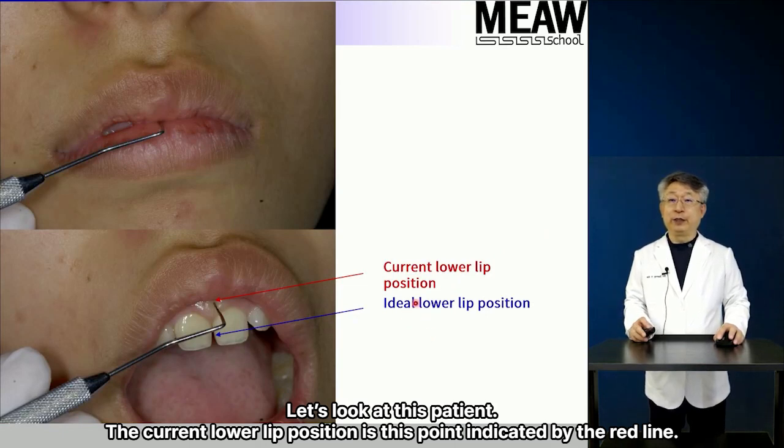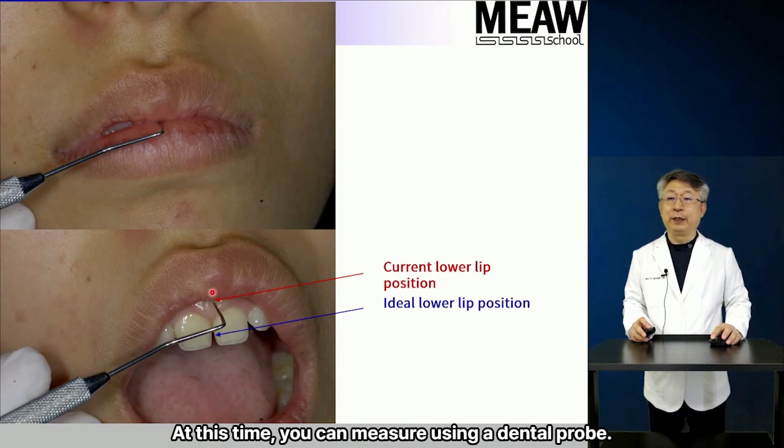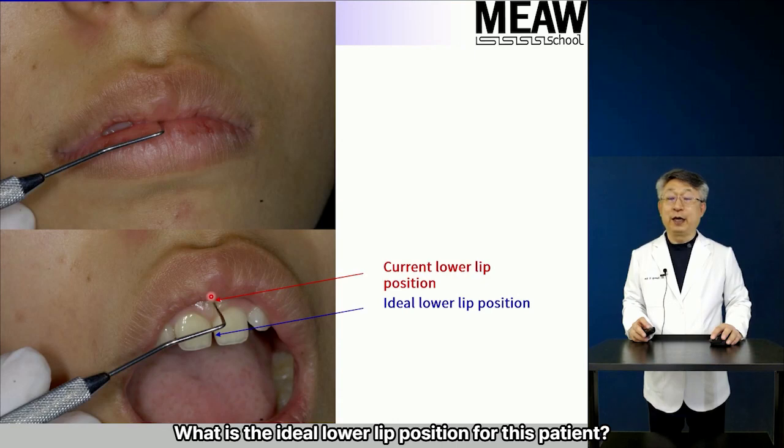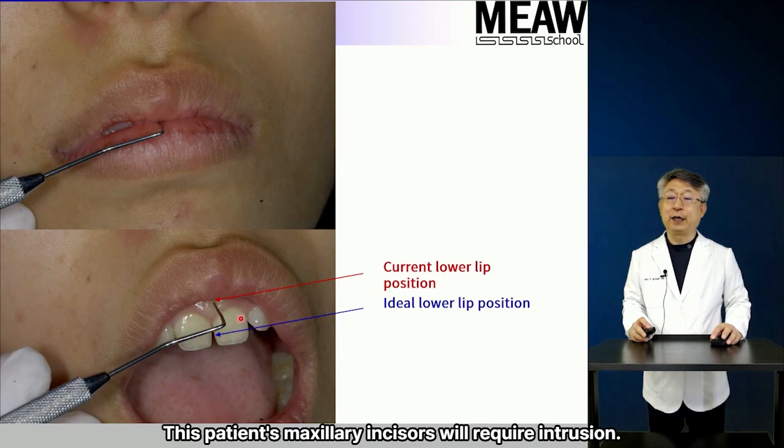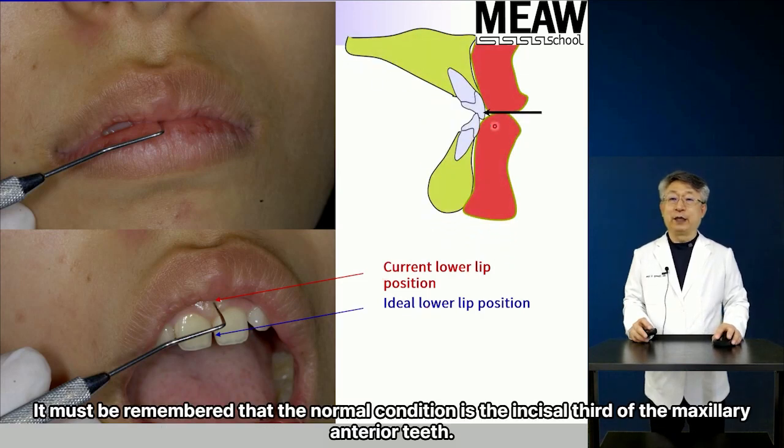Let's look at this patient. The current lower lip position is this point indicated by the red line. At this time, you can measure using a dental probe. What is the ideal lower lip position for this patient? The blue line points to the incisal third. This patient's maxillary incisors will require intrusion. It must be remembered that the normal condition is the incisal third of the maxillary anterior teeth.